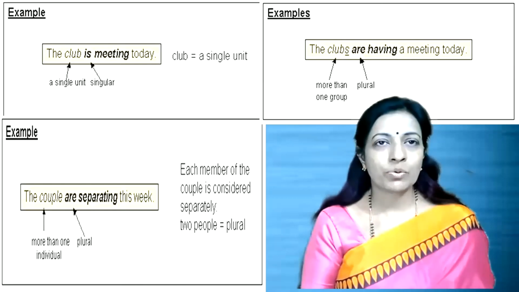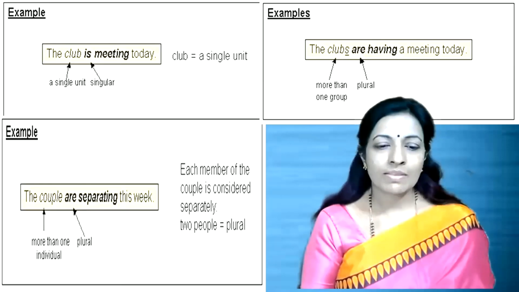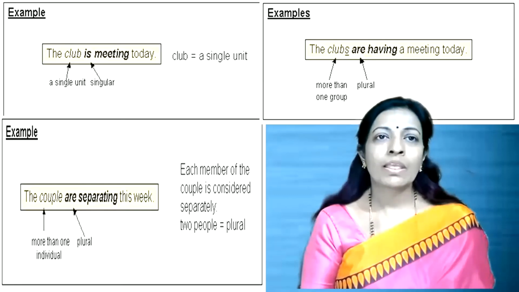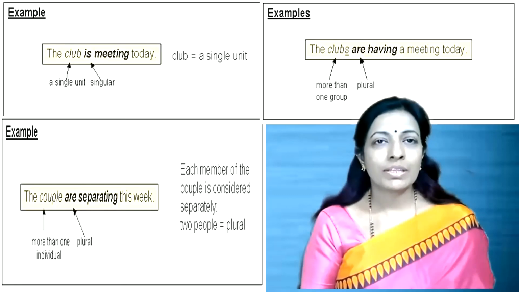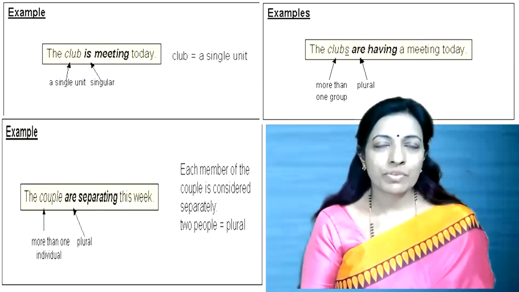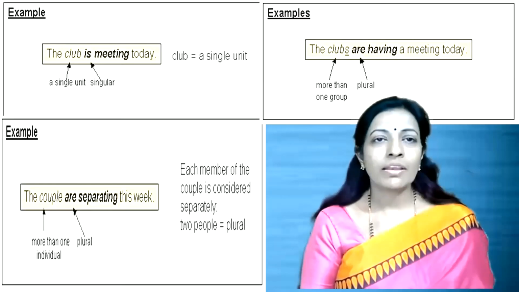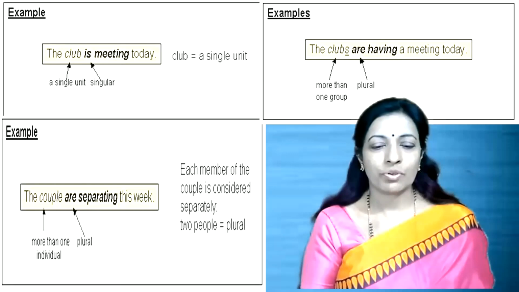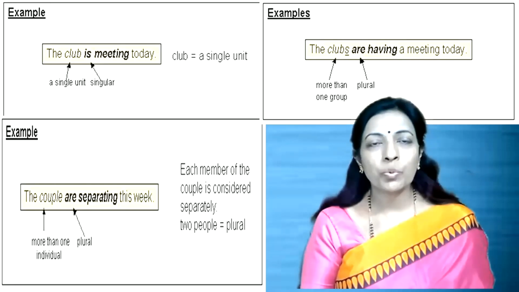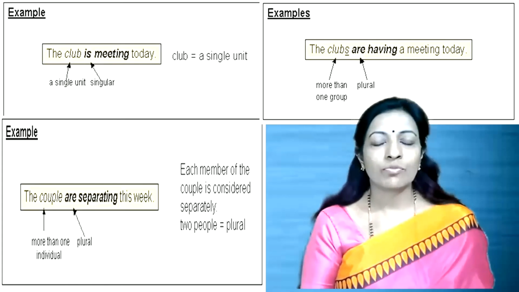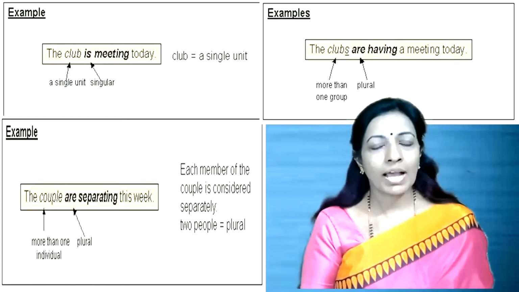Another exception to the previously mentioned rule is this sentence. The couple are separating this week. In this sentence, the couple is the subject. When we use the couple, each member of this unit is treated as a separate individual and therefore there are two people. Thus, it is treated as a plural subject and it is followed by a plural verb are.